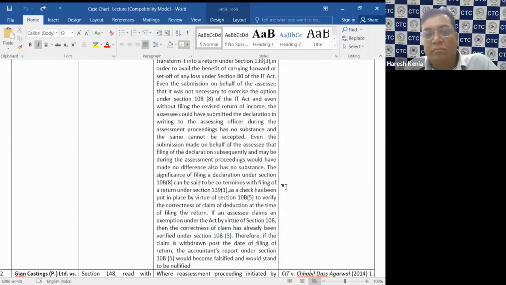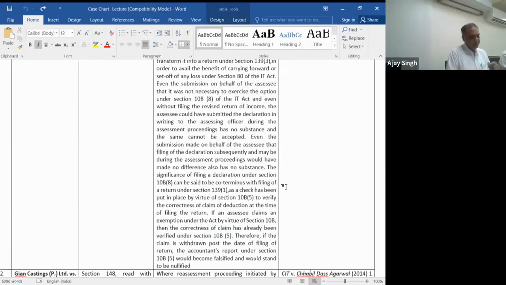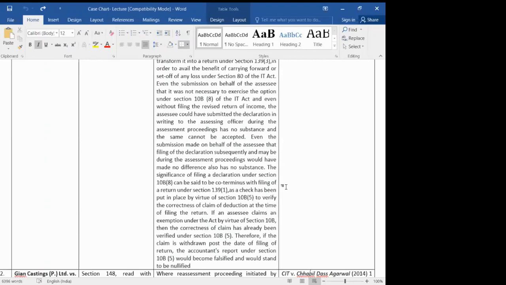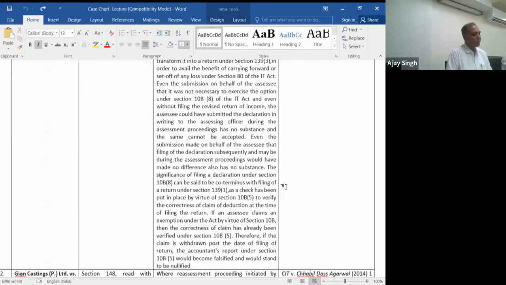The court further observed that the requirement of filing a declaration under section 10 can be said to be coterminous with filing of the return under section 139(1), as it is a check put in place by virtue of section 10(b)(5) to verify the correctness of the claim of deduction at the time of filing of the return.